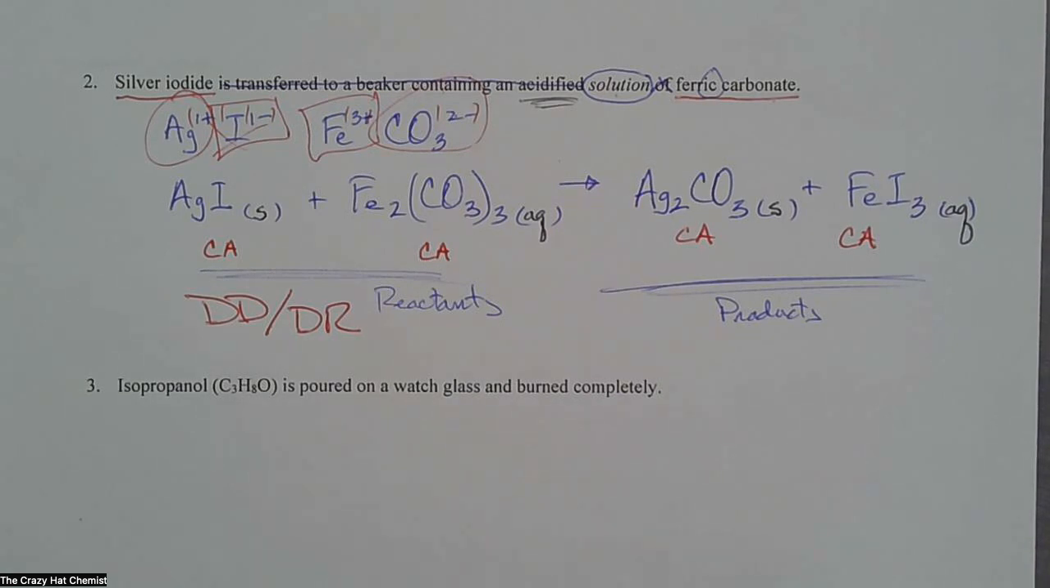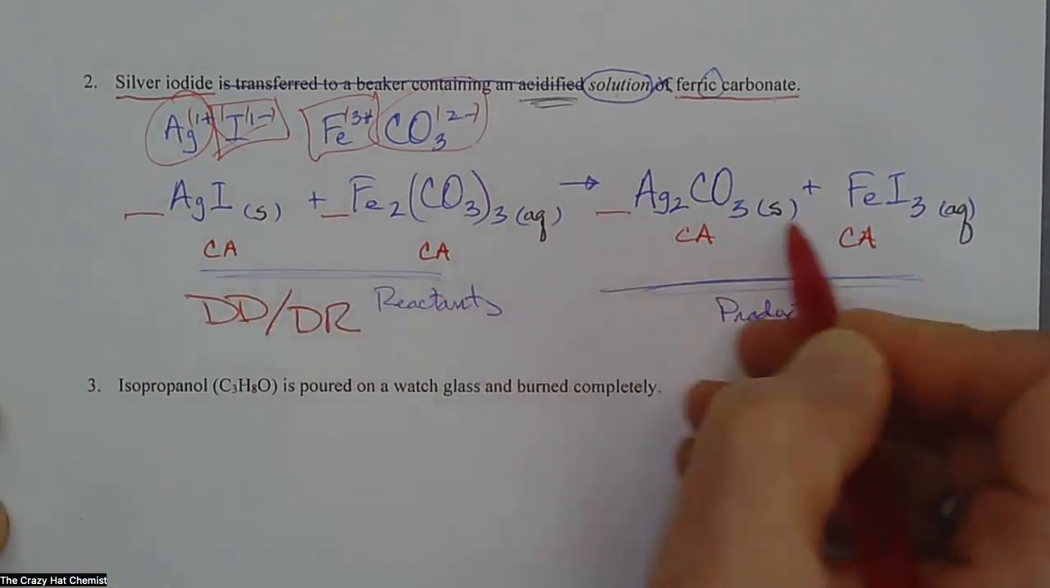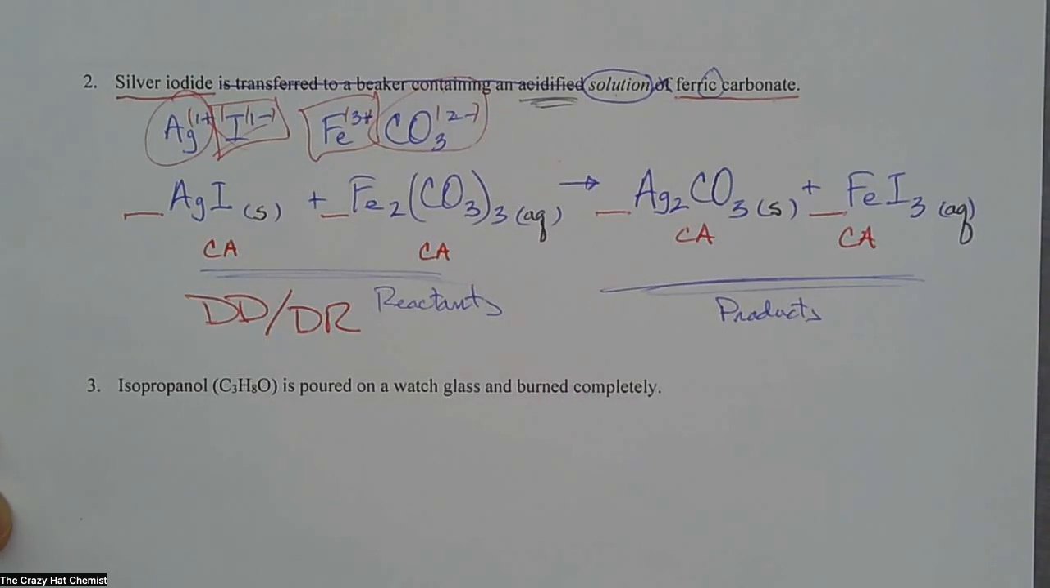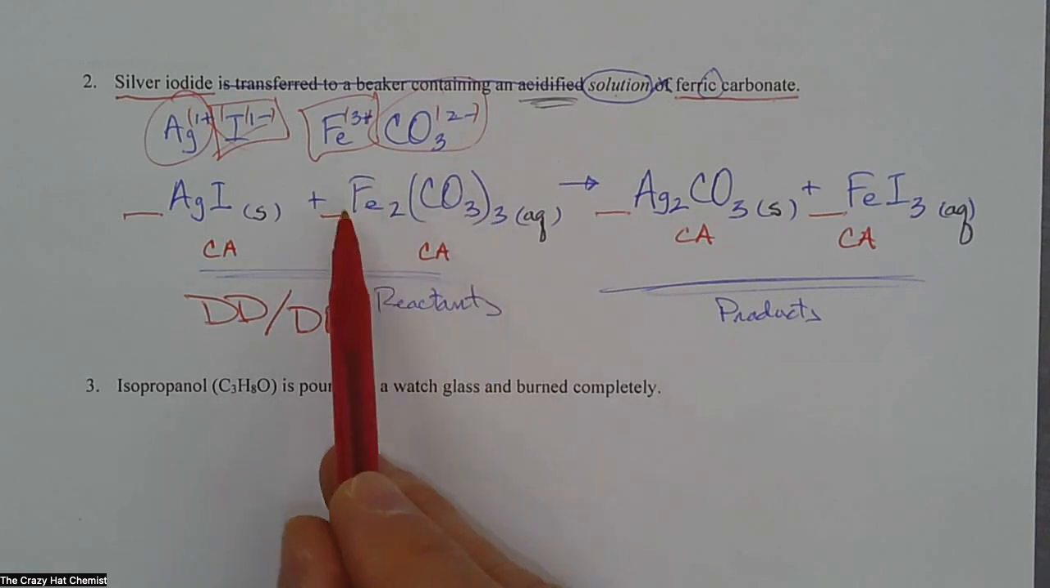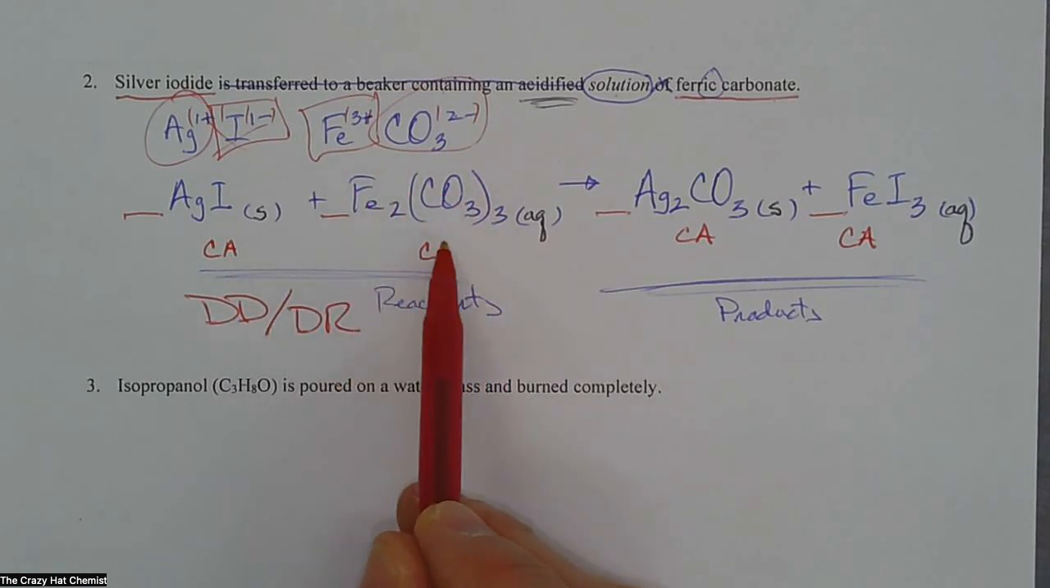So what we're going to do now is balance this here. We're going to write stoichiometric coefficients in front of formulas. In order to do this one, we are going to start off with the most complicated formula with the most numerous amount of elements in it. And that is, hopefully obviously, the ferric carbonate. That's this on the reactant side.